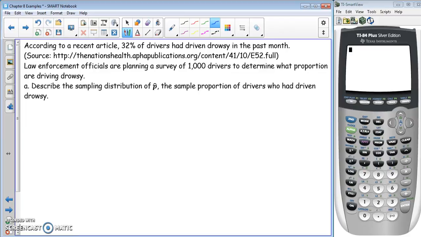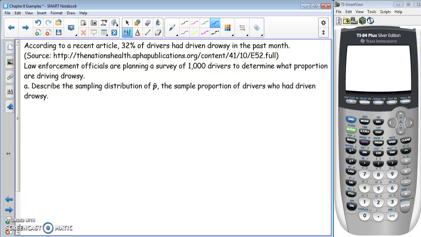According to a recent article, 32% of drivers had driven drowsy in the past month. Law enforcement officials are planning a survey of 1,000 drivers to determine what proportion are driving drowsy. Describe the sampling distribution of p-hat, the sample proportion of drivers who had driven drowsy.